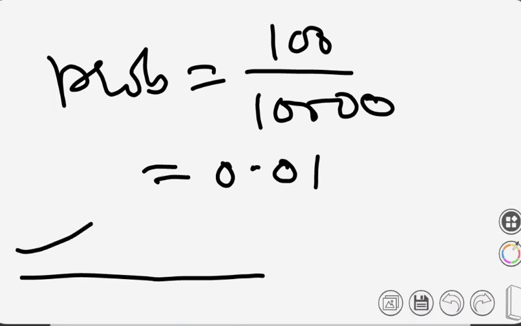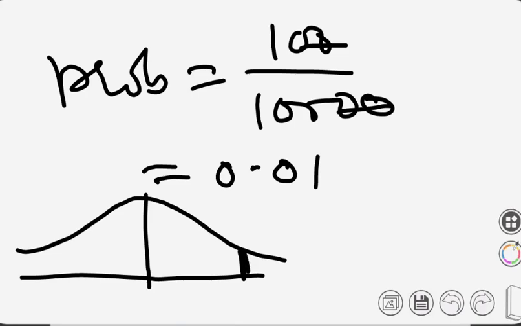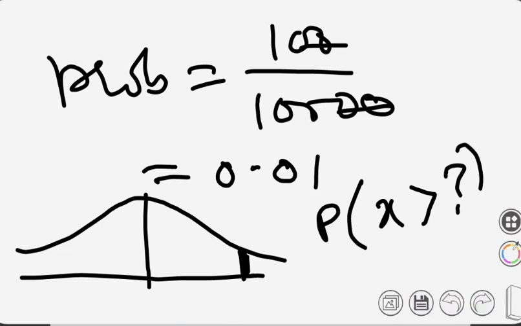That means you have to find out that value of x. So probability x greater than some question mark. So you have to find out that value of x for which this probability is 0.01. Yes, sir. So this is what you have to find out.